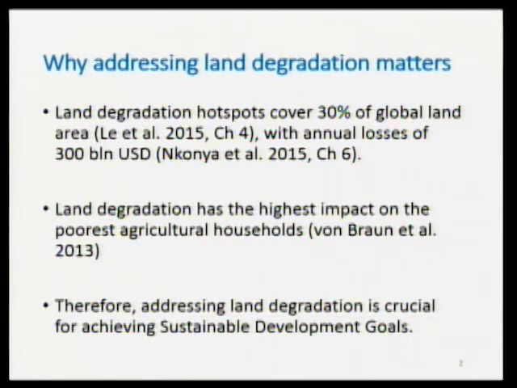And of course, the biggest impact of land degradation is on the poorest households, both crop producers and pastoralists, because they depend on this natural resource more than others. And addressing land degradation is also important in that context for achieving sustainable development goals. Without addressing land degradation, probably their achievement would be very challenging.